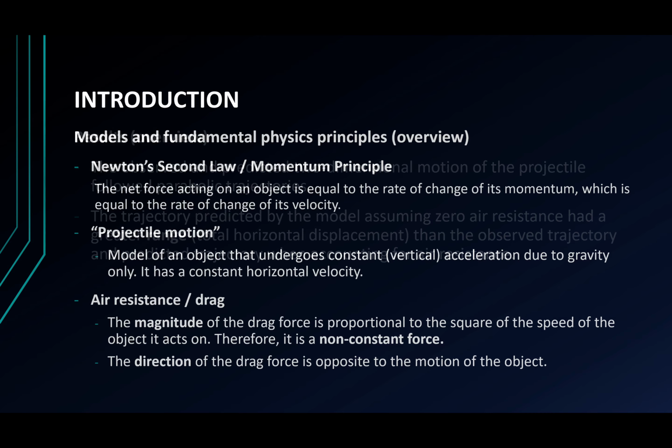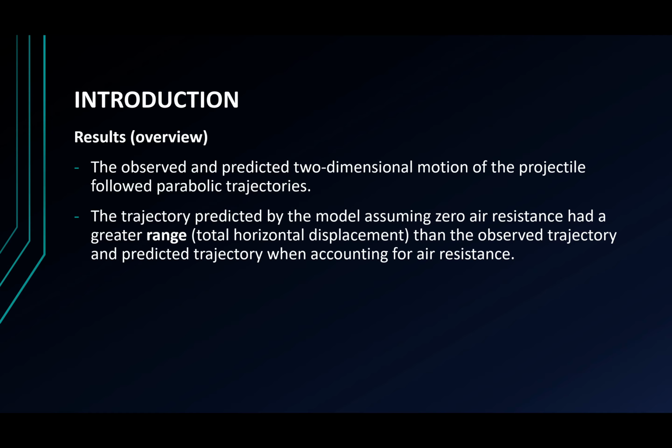is a non-constant force. As for a quick preview of the results, the observed and predicted trajectories of the projectile were all roughly parabolic, and the trajectory predicted by the model assuming zero air resistance had a greater range, which is the total horizontal displacement, than the observed trajectory and predicted trajectory when accounting for air resistance.